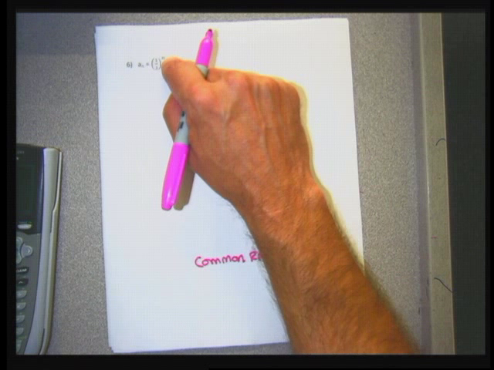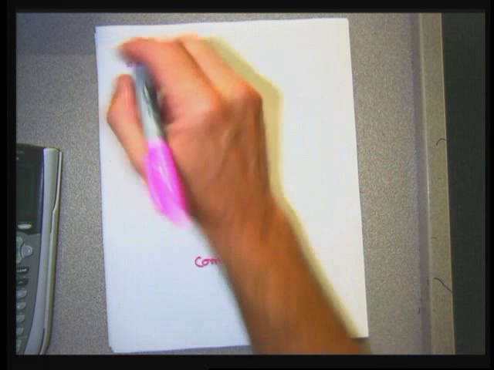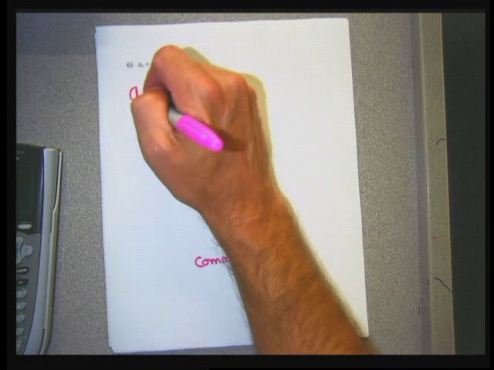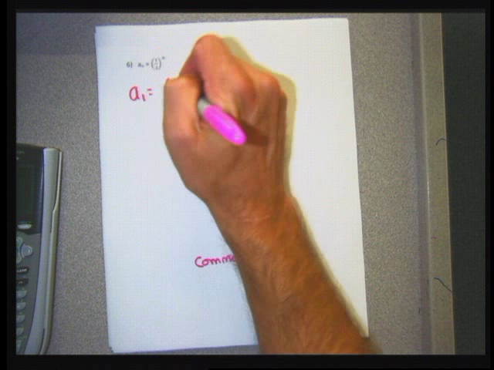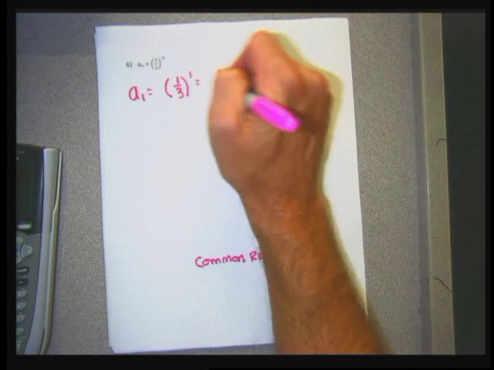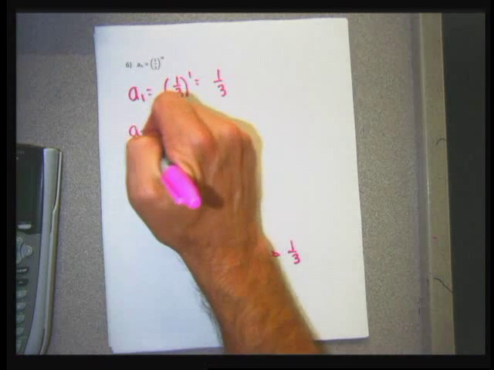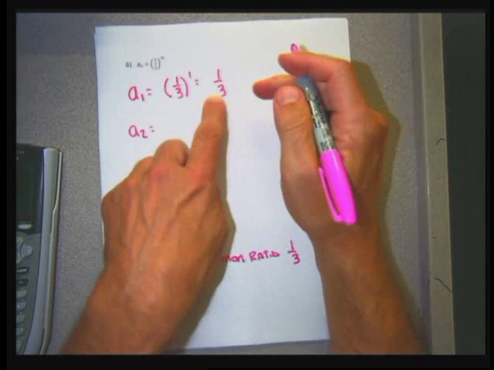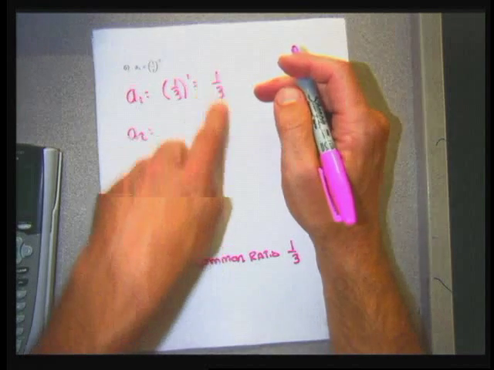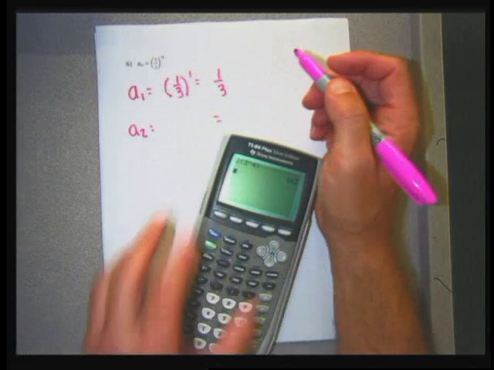If this exponent was like a 5n, then I wouldn't know for certain what the common ratio is just by glancing at the problem. But to show you this, a sub 1 is going to be 1/3 to the first power, and that's 1/3. To predict what a sub 2 should be, if the common ratio is 1/3, I should be able to get a sub 2 by multiplying 1/3 by 1/3. And let me do that.